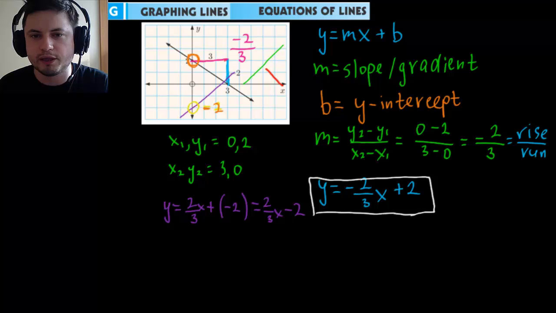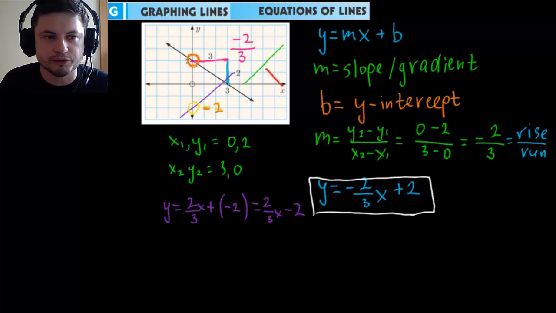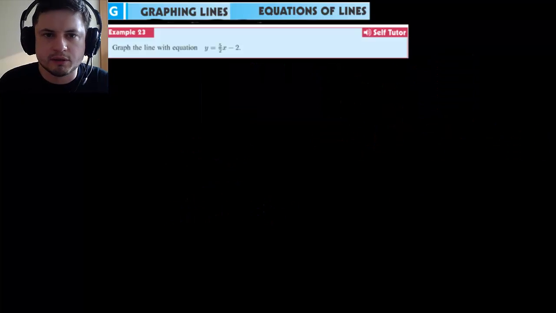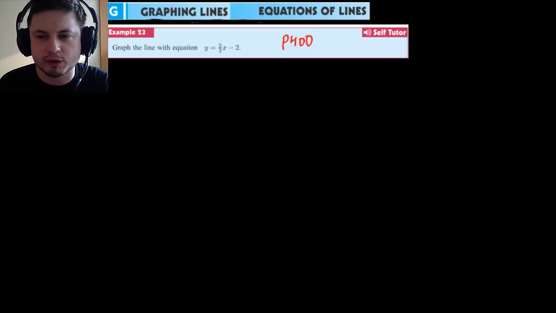Now let's do the opposite. Let's try to graph the line using a formula. So we're going to erase this and try to graph the line. For this part, we're going to be doing two questions. One will be easier, from page 400, example 23, and one will be one of the more difficult problems.